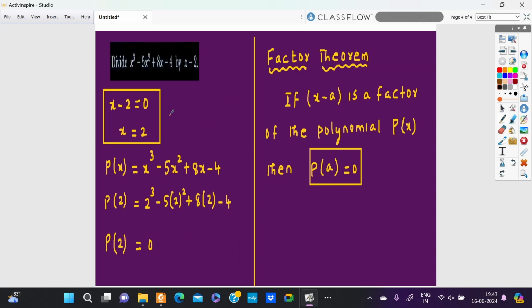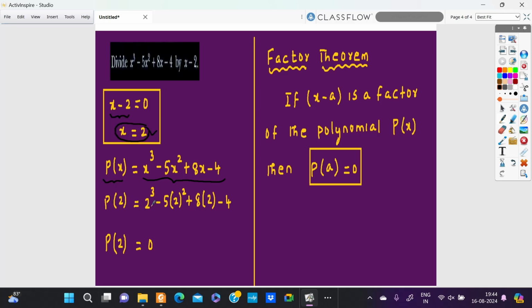So what you have to do here is, the given linear polynomial is x minus 2. Just equate it to 0. So you will have x is equal to 2. This is the first step: equate the divisor to 0 and get the value of x. Now I have x is equal to 2. The given polynomial is considered as p of x, which is x cubed minus 5x squared plus 8x minus 4. And I replace x with 2.